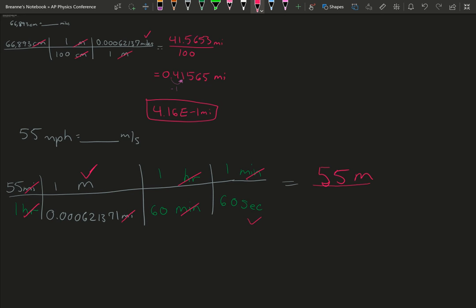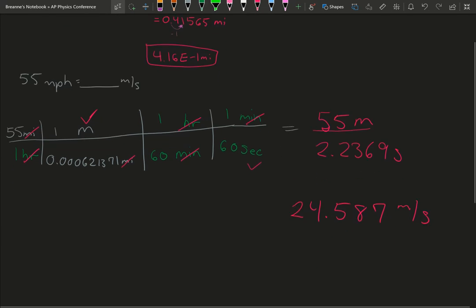0.000621317 times 60 times 60 gives you a 2.2369, and it keeps going, but that's as far as I'm going to do seconds. Now you just divide those numbers, and you get a 24.587 meters per second. That's in standard form.